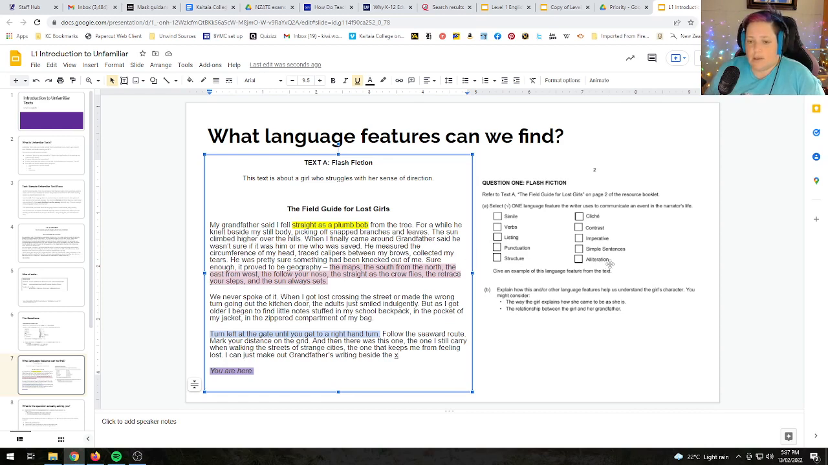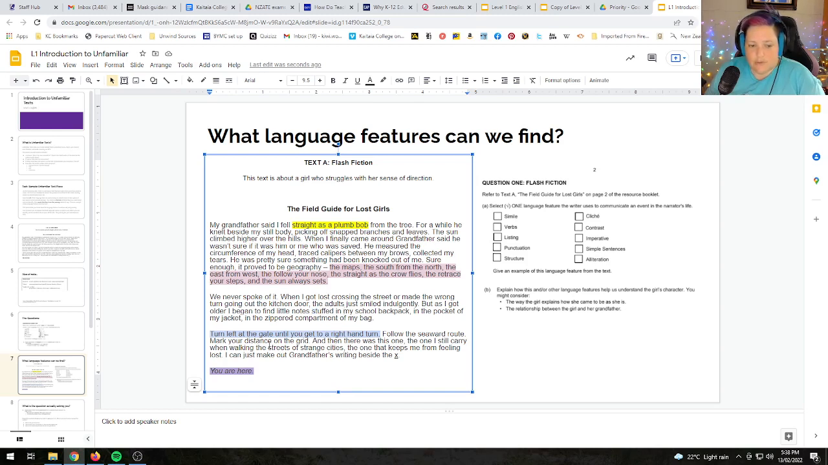And alliteration. Do we remember what alliteration is? Where can we find alliteration here? "I got lost crossing the street." "Began to find little notes." "Here's a little bit stuffed in my school backpack." It's not very big because, again, alliteration is that starting sound. It's not a very big example.